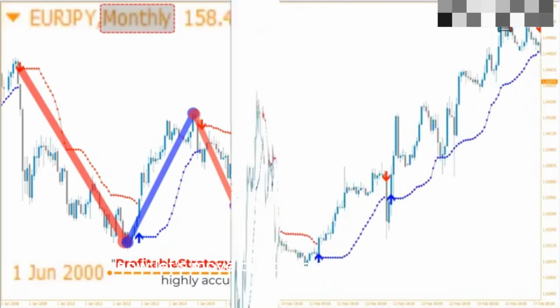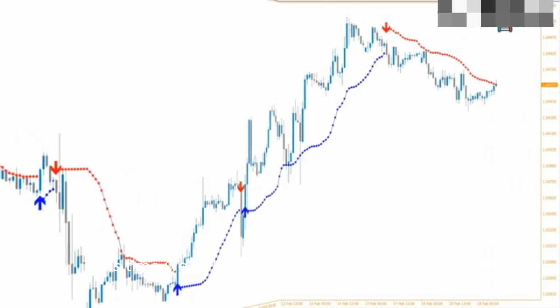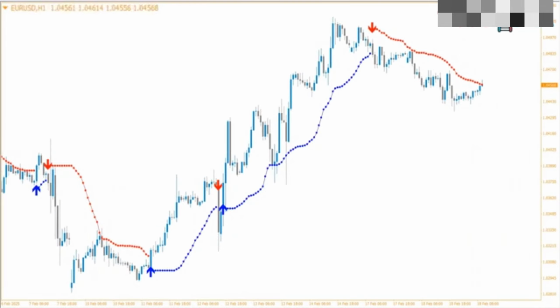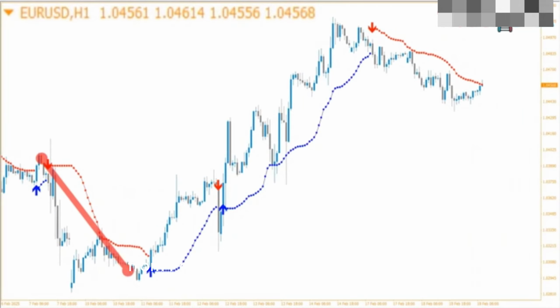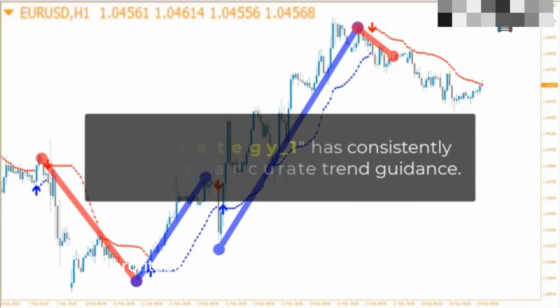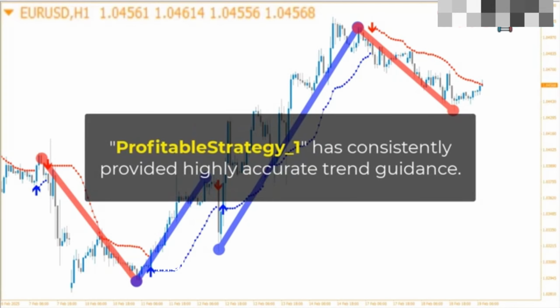Now let's move on to the second example. This time we're looking at a 1-hour H1 time frame. Take a close look at this chart from February 3rd all the way to today. You can see how Profitable Strategy Indicator 1 has provided highly reliable trading guidance. For me, this indicator has been an absolute game changer. It significantly simplifies market analysis and helps me execute entries with precision and confidence. And here's what I truly believe: if this indicator has made my trading easier and more effective, then I'm confident it will do the same for you.